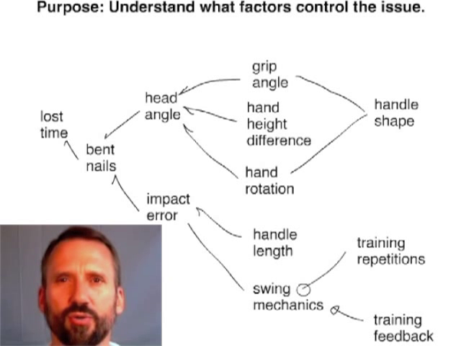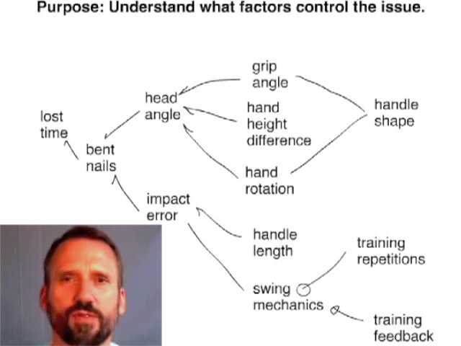We use a sharp arrow to show that one variable is making the next one worse. So an increase, for example, in grip angle causes an increase in head angle, which is a bad thing, which causes an increase in nail bending. We use an arrow with a circle at the end, circle head, to show that something is making things better. So increasing the number of training repetitions will tend to improve our swing mechanics and reduce the impact error and therefore the number of bent nails.